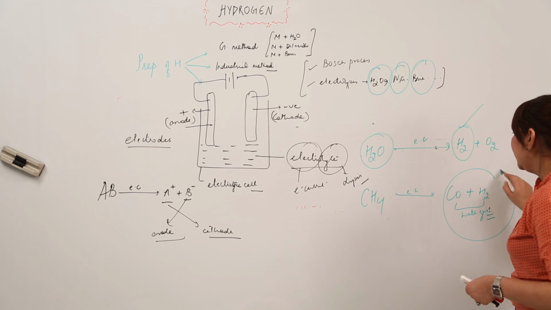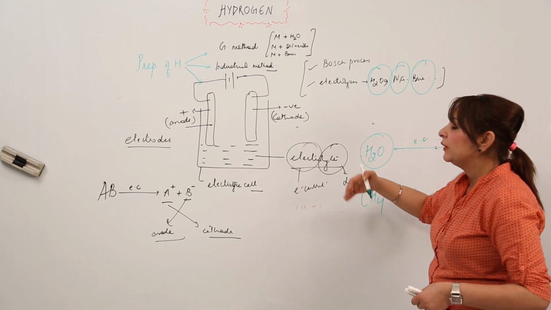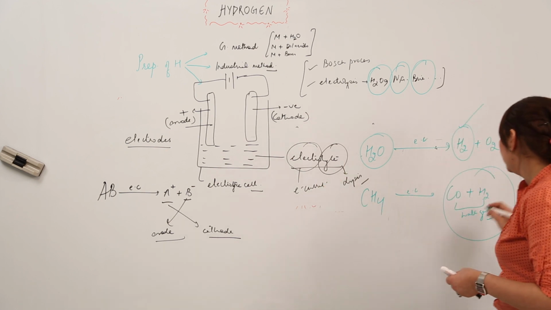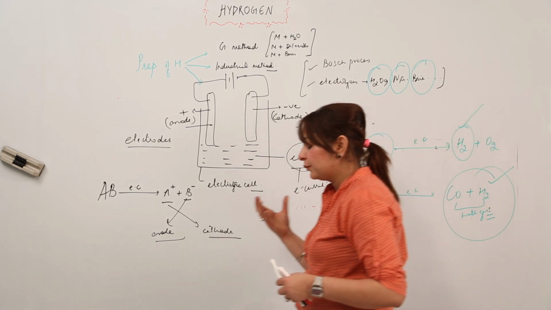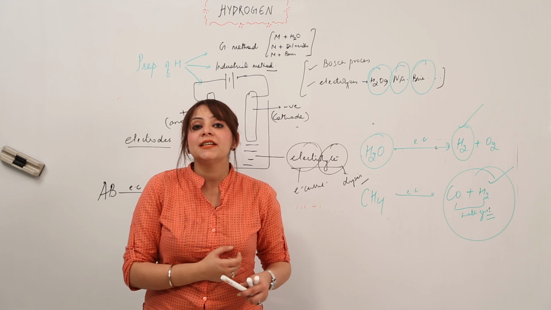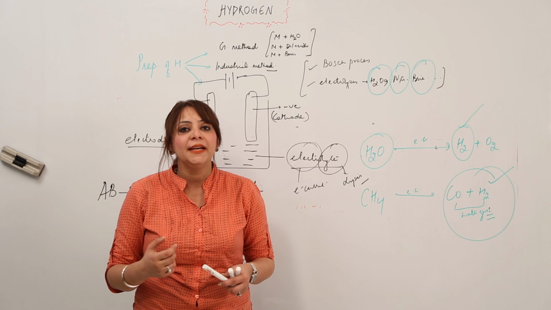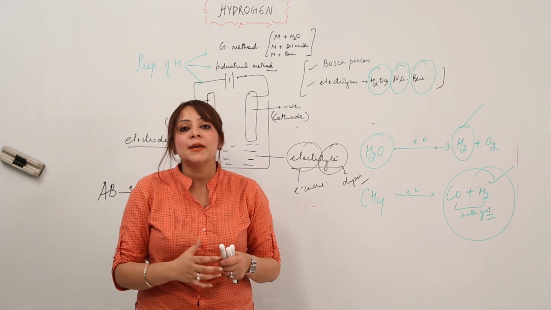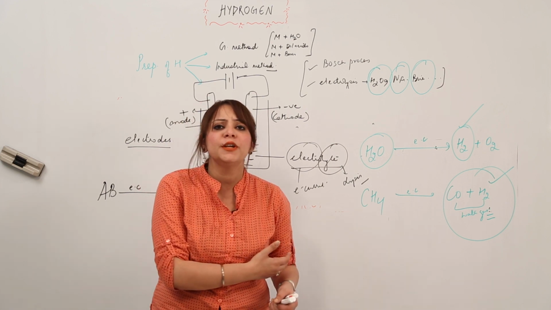It again follows the Bosch process, that is, the CO plus H2 mixture is passed through a larger amount of steam at 450 degrees Celsius in the presence of Fe2O3 and the catalytic promoter chromium oxide, and then it again leads to the formation of CO2 and H2, and we can separate the CO2 and CO from the mixture. You know that now, I've already explained the Bosch process to you.